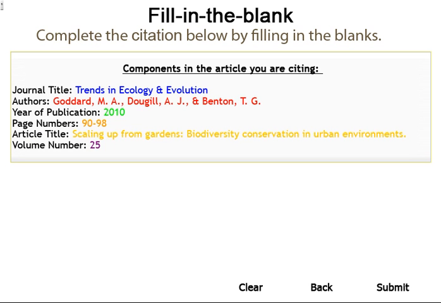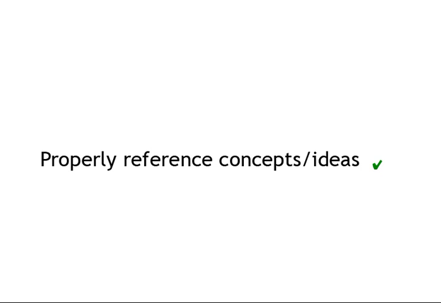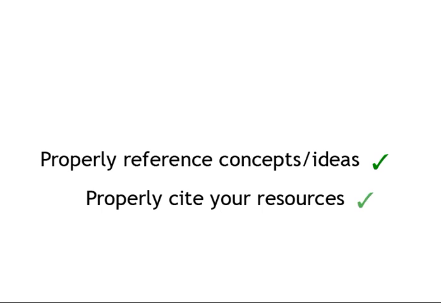Now it's your turn. Fill in the citation components using the drop-down boxes to form a complete citation in its proper order. So, citations are important because they allow you to properly reference concepts and ideas that you use in your own papers. Using the typical style for biology citations outlined in this video will help you to properly cite your resources both in the body of your paper and in your references cited list.